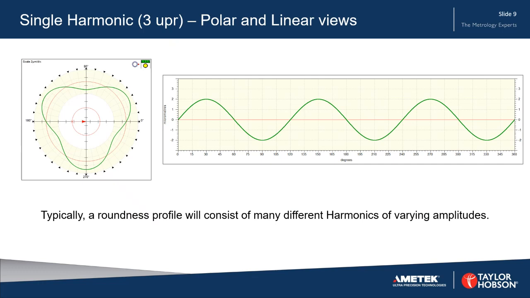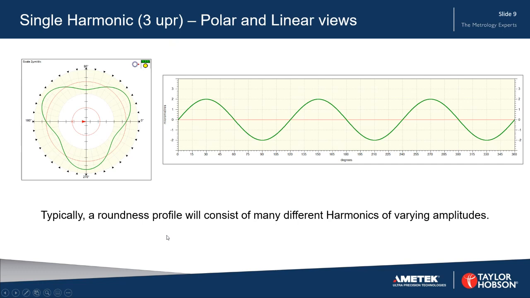So just starting with a single harmonic, we've got there a very pure harmonic. It's the third harmonic, 3 UPR, and we've shown it in two different views. On the left, we can see the polar plot, and on the right, we can see the same thing as a linear view. So we've got 3 peaks, 1, 2, 3, 3 valleys, 1, 2, 3, and the same on the polar plot.